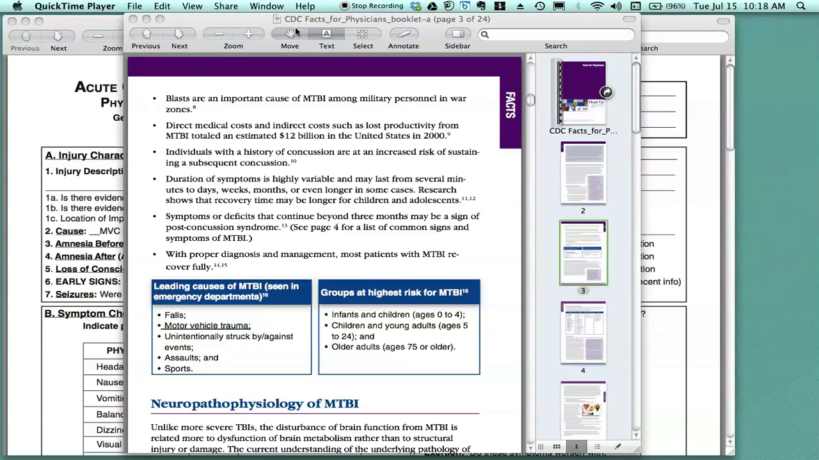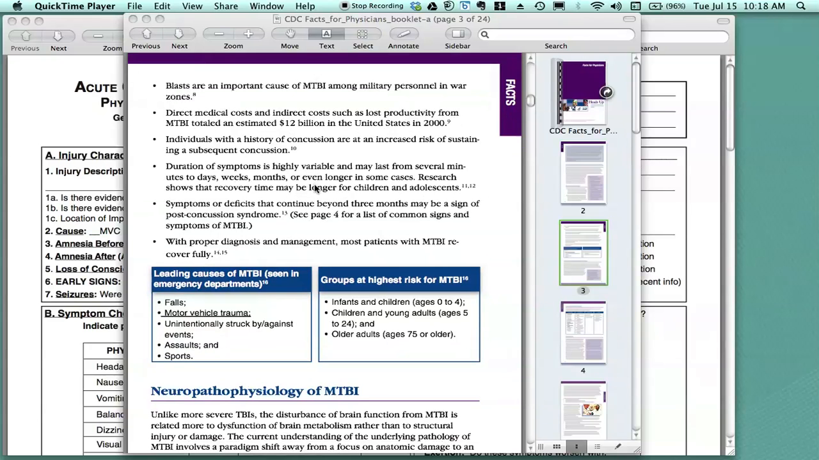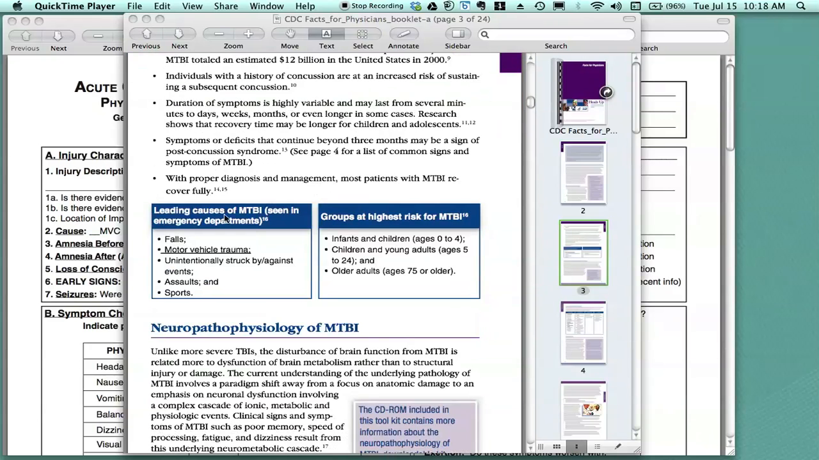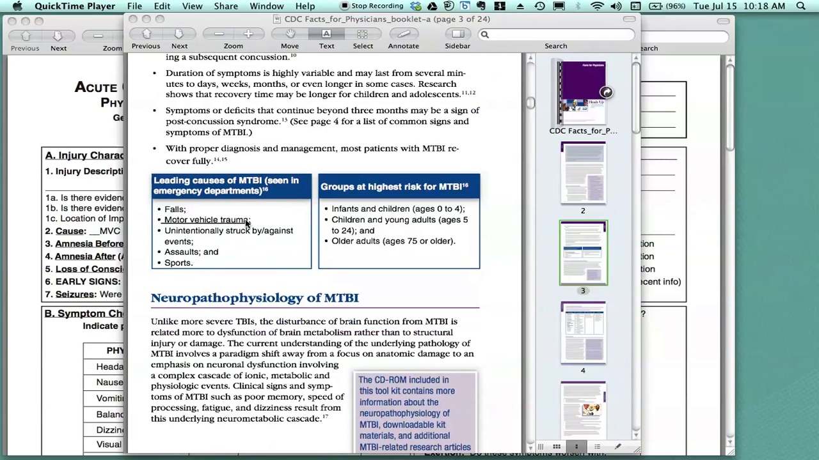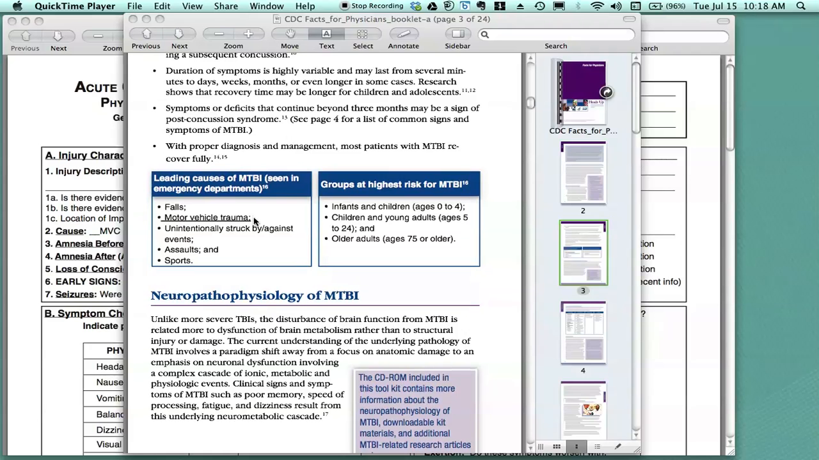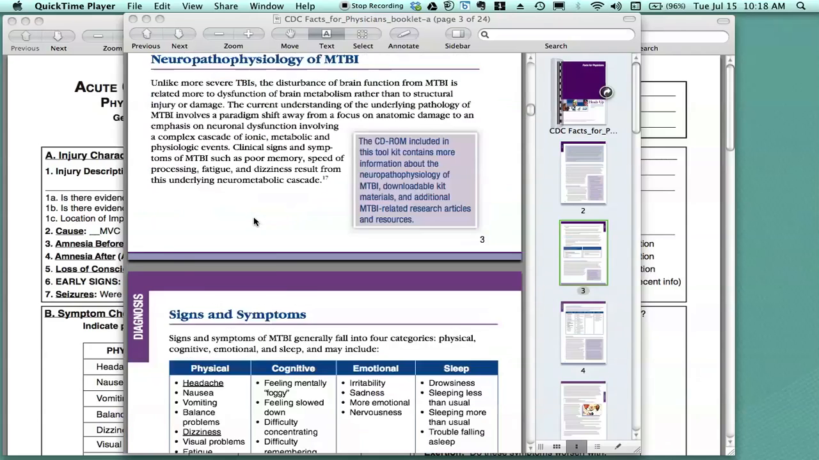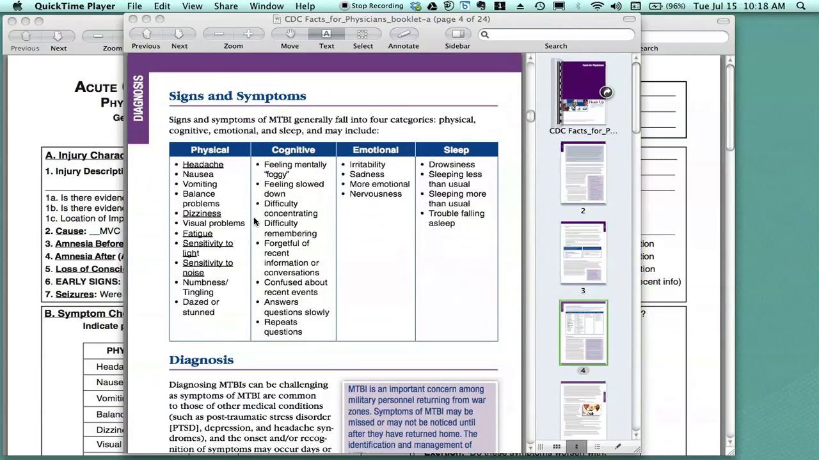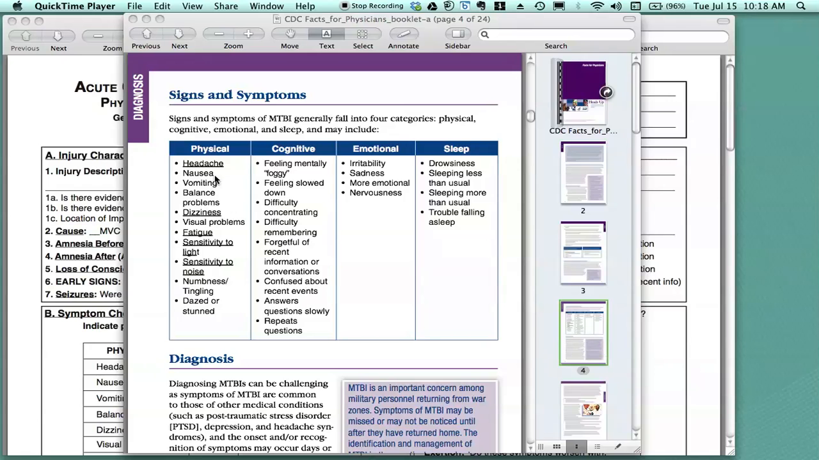Now this here is the CDC fact book for physicians. Basically, what I wanted to point out here is that the leading cause of MTBI is falls and motor vehicle trauma. So the CDC recognizes that motor vehicle trauma can produce that. Some of the signs and symptoms are headache, nausea, vomiting, dizziness, fatigue, sensitivity to light, and sensitivity to noise. The ones I've underlined here are very common in our office.